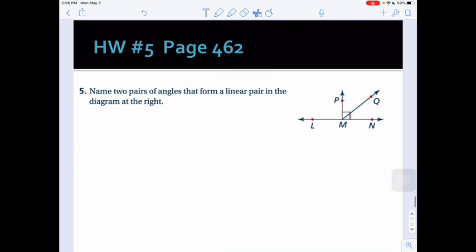And now I would like you to try homework number 5 on page 462. Name two pairs of angles that form a linear pair in the diagram at the right.